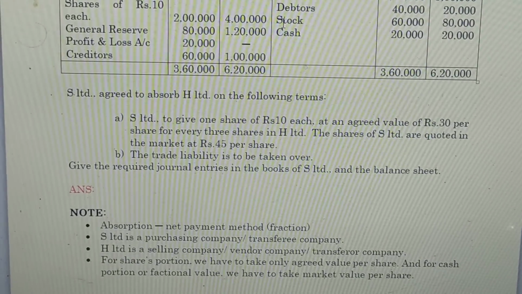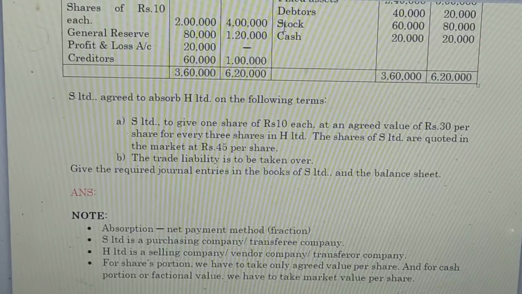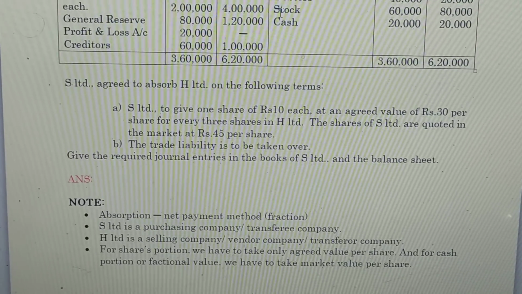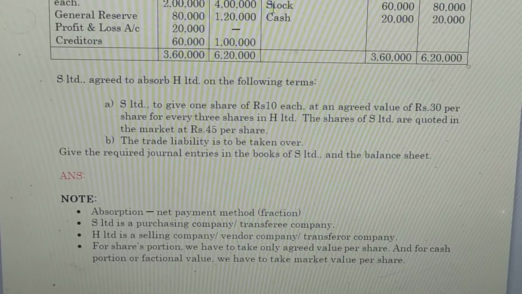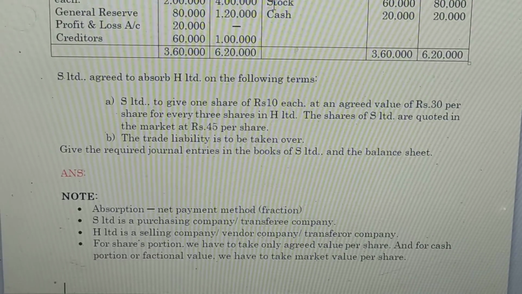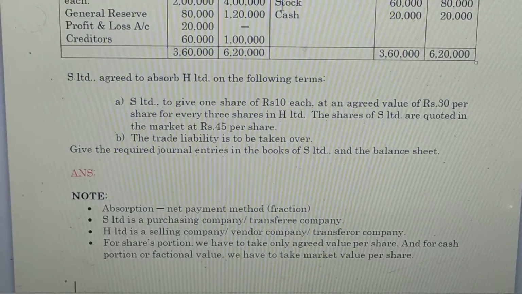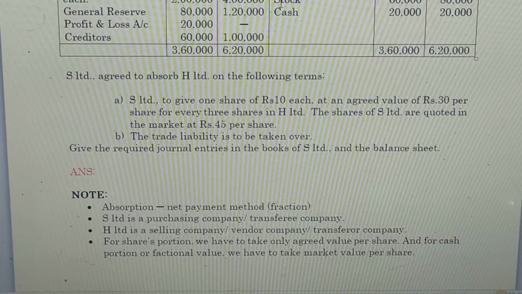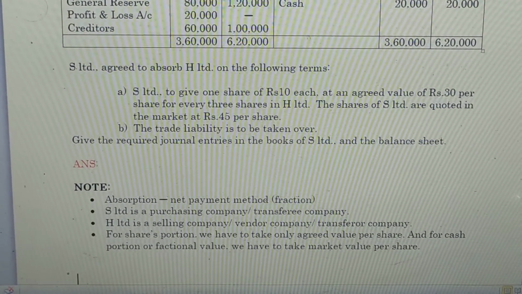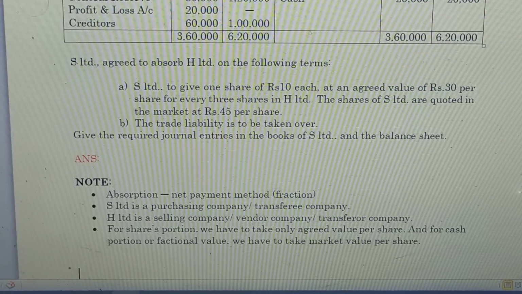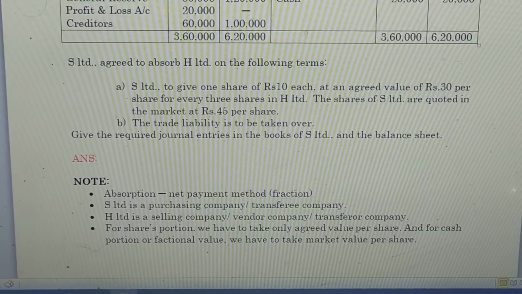And the adjustment: S Limited agreed to absorb H Limited on the following terms. First, S Limited is to give one share of rupees 10 each at an agreed value of rupees 30 per share for every 3 shares in H Limited. The shares of S Limited are quoted in the market at rupees 45 per share. The trade liabilities are to be taken over. Give the required journal entries in the books of S Limited and the balance sheet.